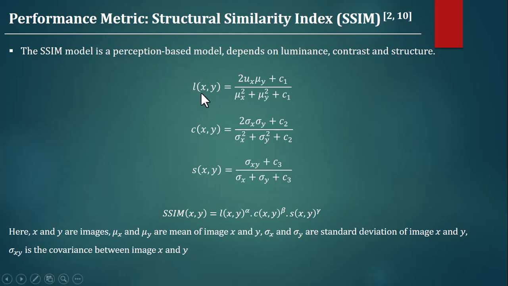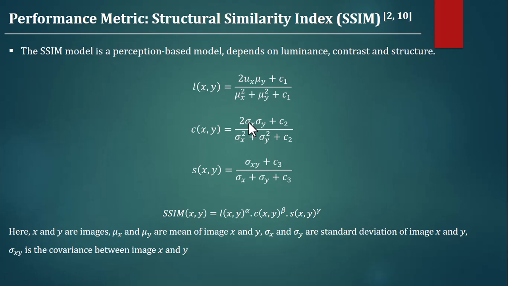So the luminance of images X and Y is defined as (2 mu x mu y plus C1) divided by (mu x square plus mu y square plus C1). So mu x is the mean or the average intensity of image X, mu y is the average intensity of image Y. Right? And C1 is some constant. Contrast between these two images is given by (2 sigma x sigma y plus C2) divided by (sigma x square plus sigma y square plus C2), where sigma x and sigma y are the standard deviations of images X and Y.